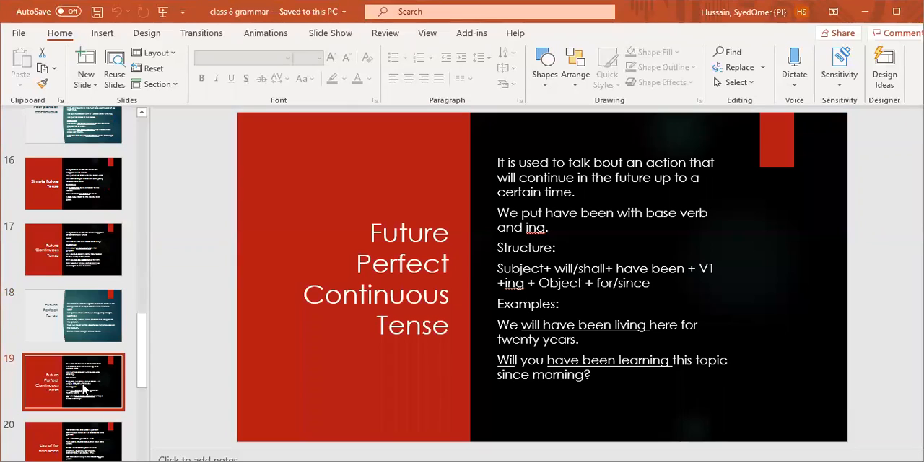The last, future perfect continuous tense. Only we need to put, as before, been in it. The helping verb of future perfect, that is will have, base verb with ing of continuous tense, and how do we join them? With been. And it indicates time period. Okay, students.